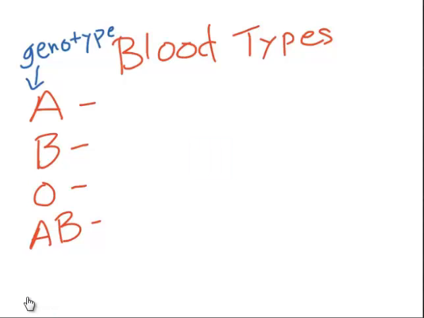So I'm going to talk to you all about blood types now. There are 4 different genotypes for blood types. So I could have A-type blood, B-type blood, O-type blood, or AB type blood. So that's what I consider the genotype.